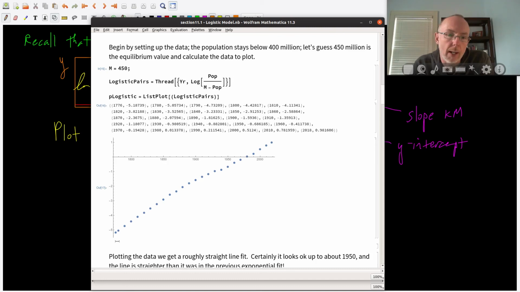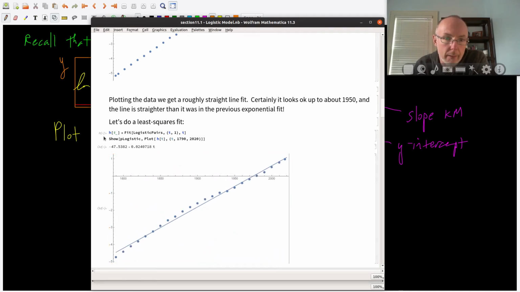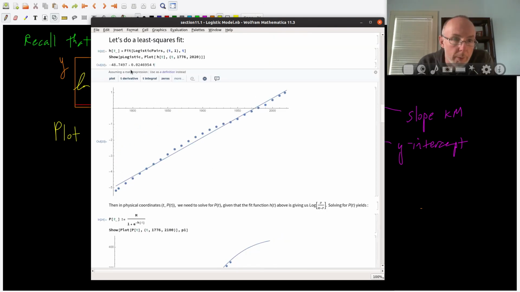It looks roughly like a straight line. It's not exactly a straight line, but this is a better straight line than we were seeing before, maybe. The slope of the line changes a little bit after like 1930, but there's a pretty straight line going on there. So if I do a best least squares fit, and I'm just going to use Mathematica's function to do the least squares fit to this line, what this model is showing is that the y-intercept's about minus 48 something, maybe 49, and the slope is 0.25.